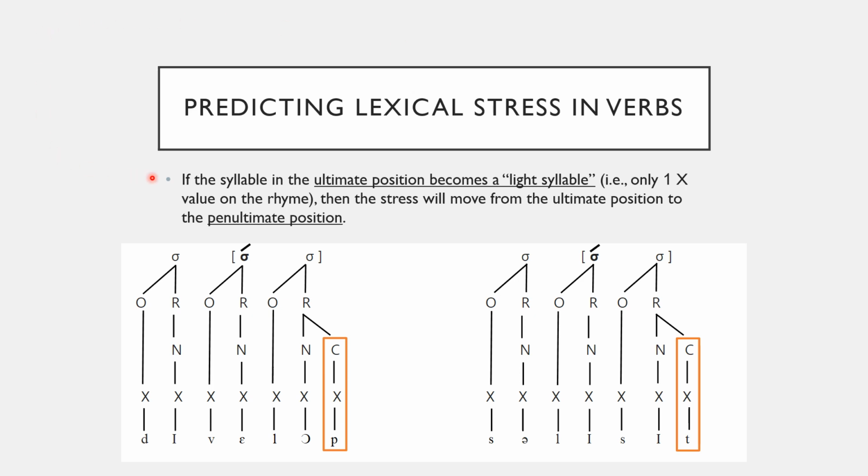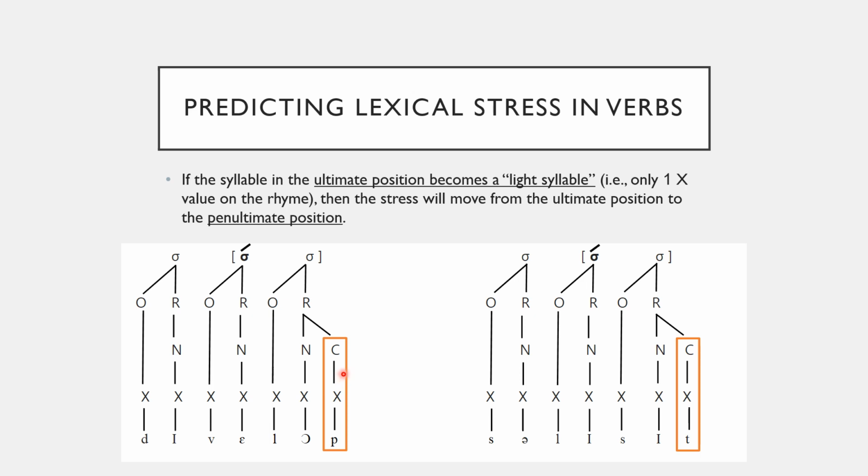Now, if the syllable in the ultimate position becomes a light syllable, for instance, if there's only one X value on the rhyme, then the stress will move from the ultimate position to the penultimate position. Let us consider the words develop and solicit. Now, in the case where the syllable in the ultimate position becomes a light syllable because of the disappearance of the extraprosodic consonant, the metrical foot determines the lexical stress.